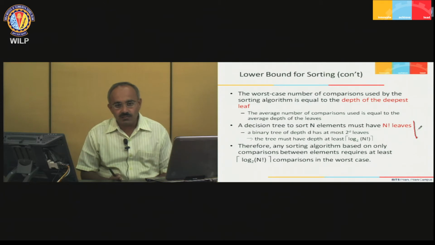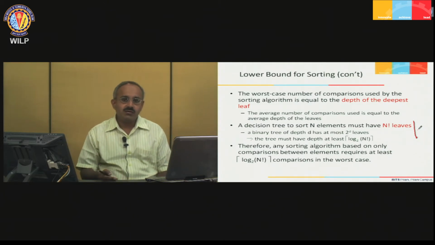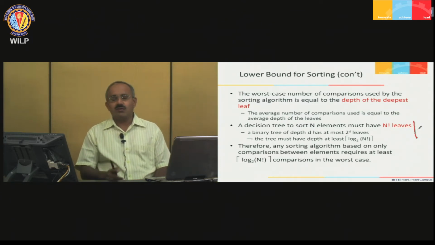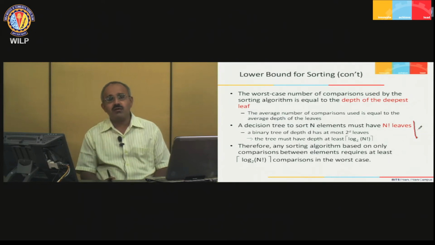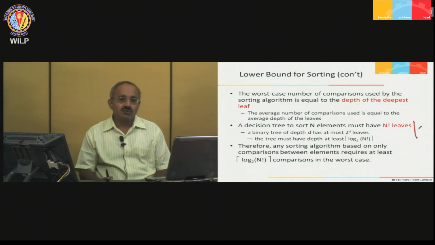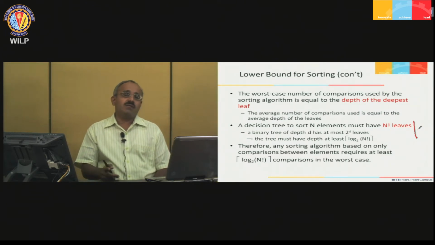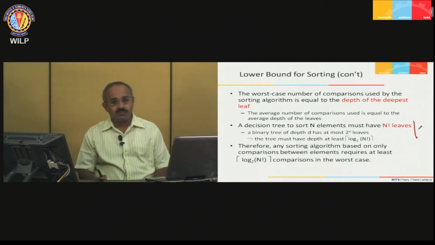If we had 3 elements, your decision tree for a sorting application should have 3 factorial, that is 6 leaves. So, if you have n numbers to be sorted, then the decision tree used for sorting should have n factorial leaves. We also know that if a tree has height h, then it has 2 power h leaves at most, that is at level h you can have 2 power h nodes.